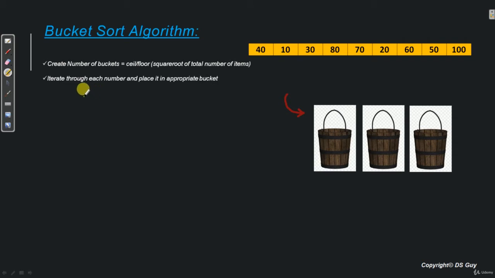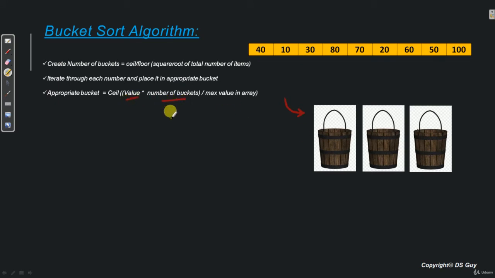Now once we know how many buckets we have, the next step is to iterate through each number and place it in the appropriate bucket. That means we'll take 40 and put it in one of the buckets, 10 we'll put in one of the buckets, 30 we'll put in one of the buckets, and so on for all the numbers. Now you might ask which number is to be placed in which bucket. For that again we have a very simple formula, and the formula is value into number of buckets.